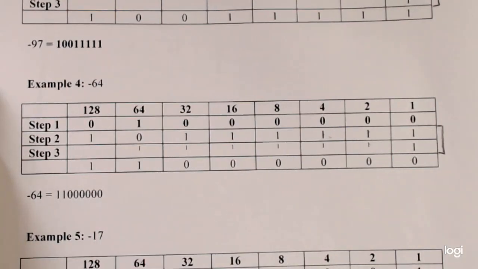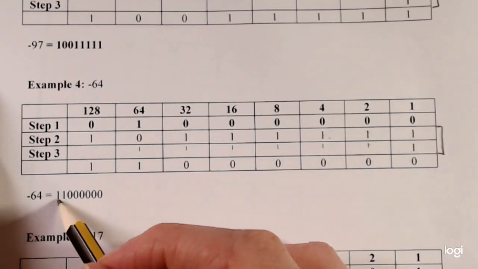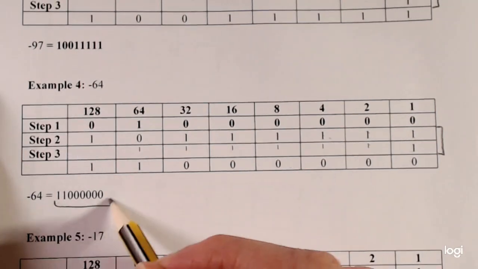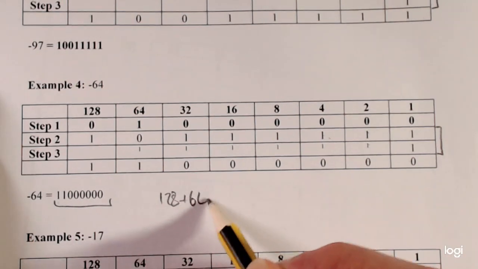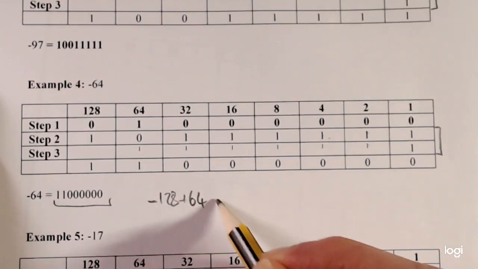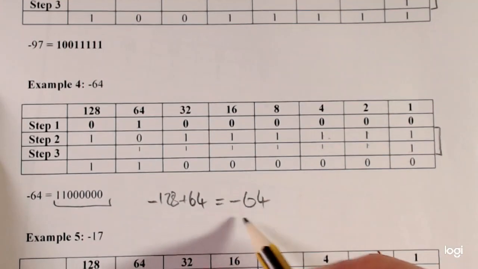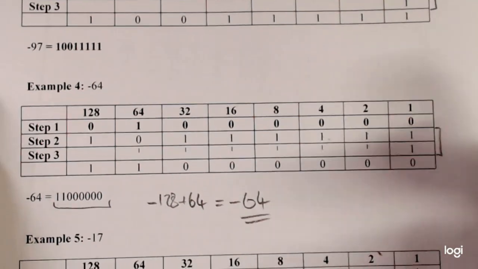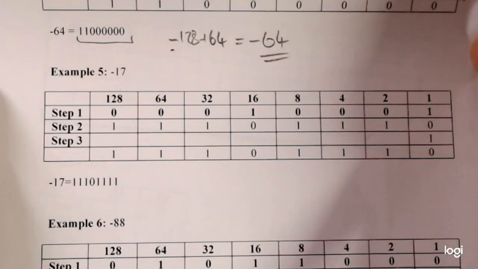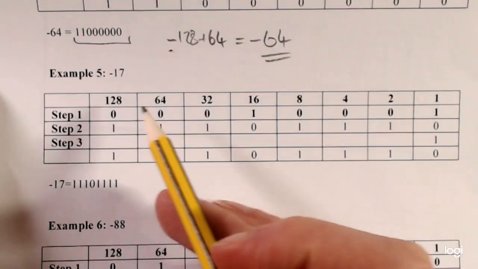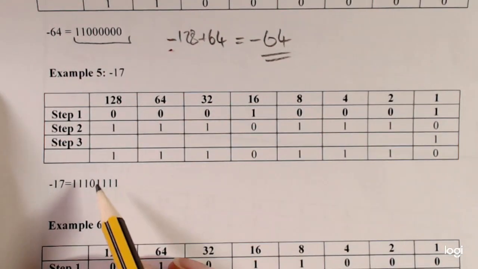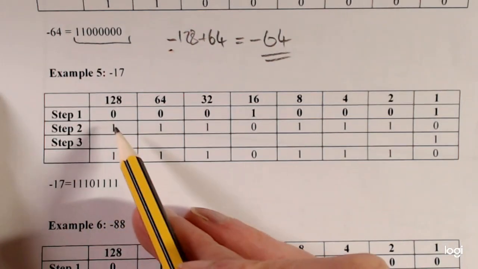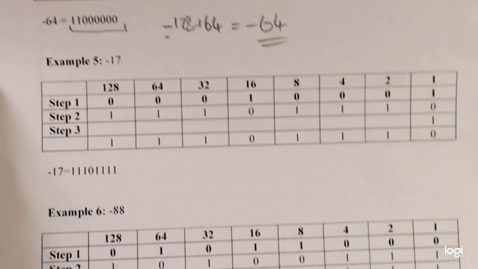Now, if you wanted to check if this is right, then again, it's just like the last video. That's 128 plus 64. If you put a minus there, that's equal to minus 64. So it's pretty easy to see if you've got the right answer or not. Okay, so you just add all the numbers that have a 1 underneath it, according to your solution, and just put a minus in front of the 128. And that's you.